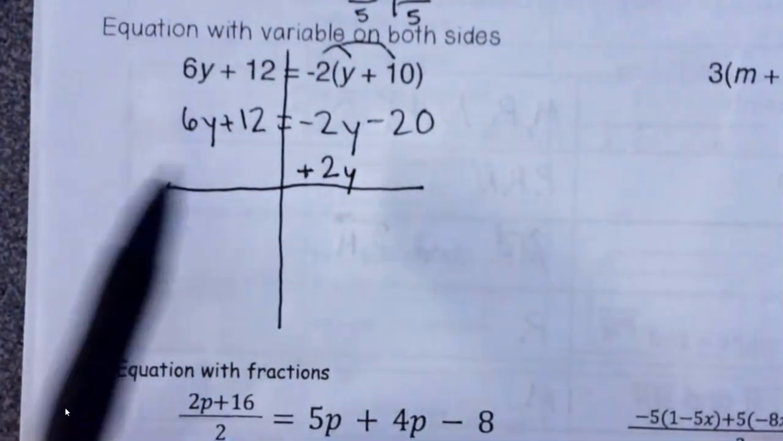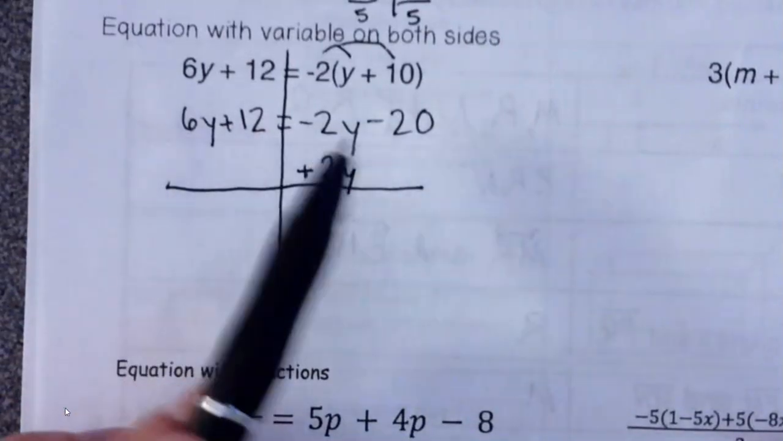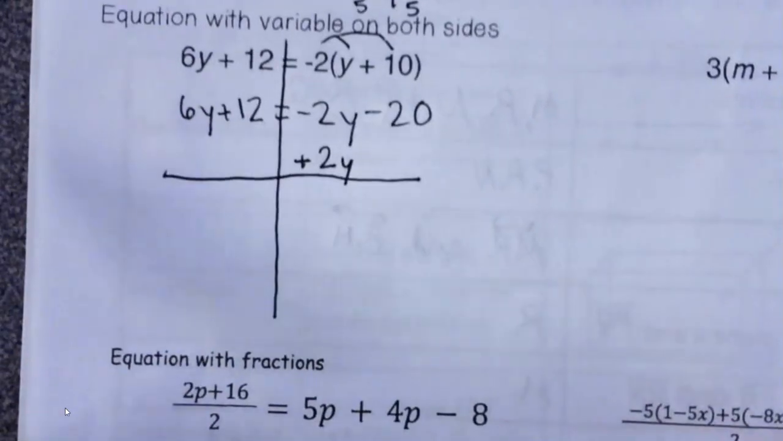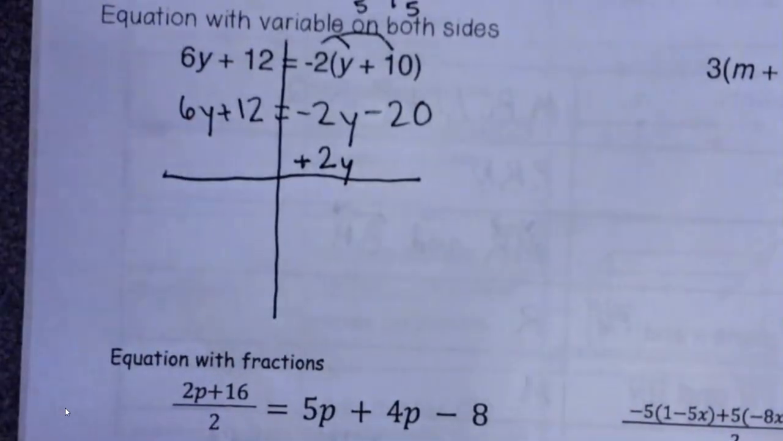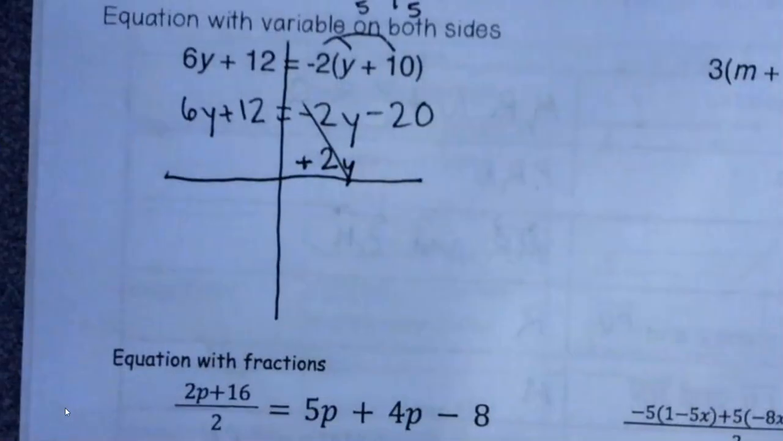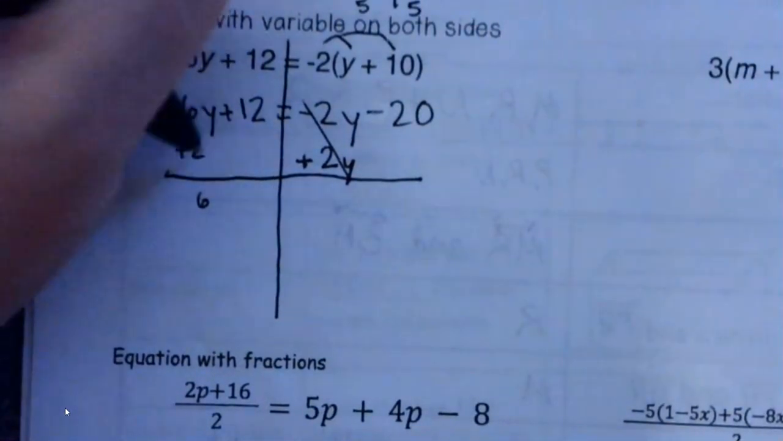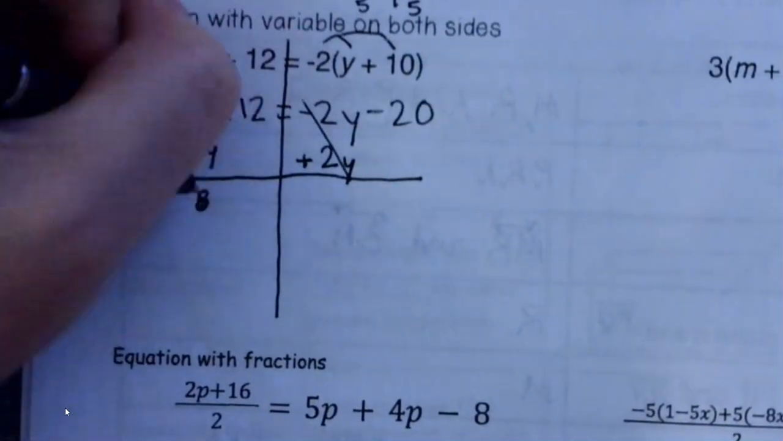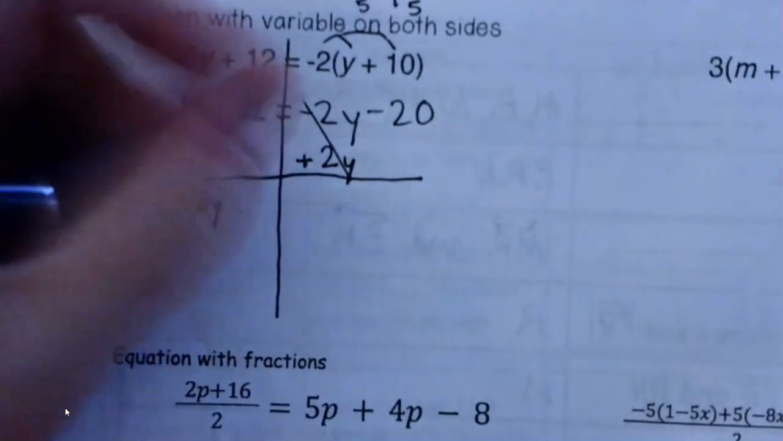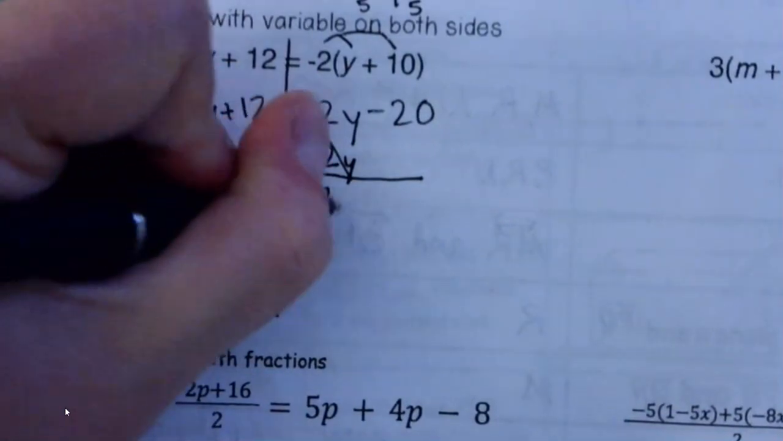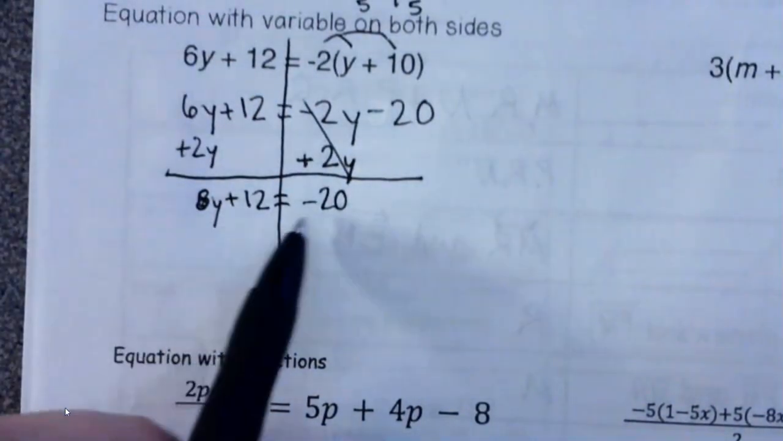There's actually, you can choose any of these 4 things. You can subtract it and put it on the other side. But we want all the y's on one side, all of the numbers separated and on another side. So we're going to subtract that. Oh, I forgot. I need to also add 2y over here. So 8y plus 12 equals negative 20.